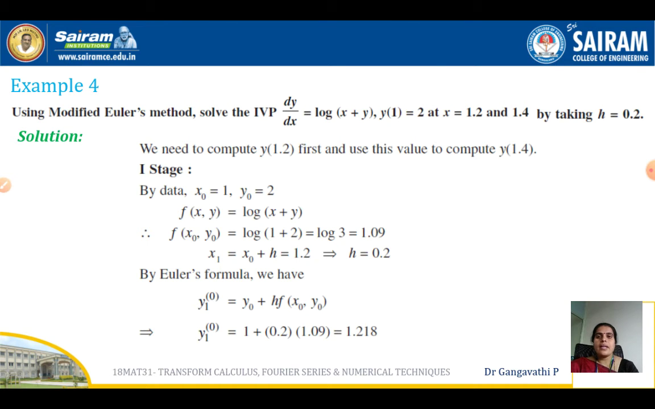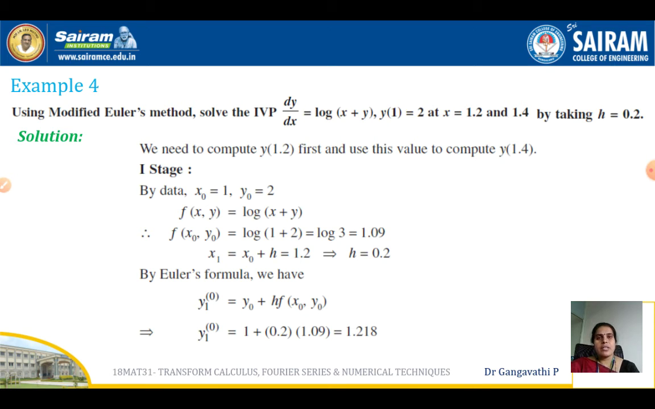So look at another example. Use modified Euler's method to solve an initial value problem. Dy by dx is equal to log of x plus y. Y of 1 is 2 given, and at x is equal to 1.2 and 1.4 by taking h is equal to 0.2. So this is the problem given.